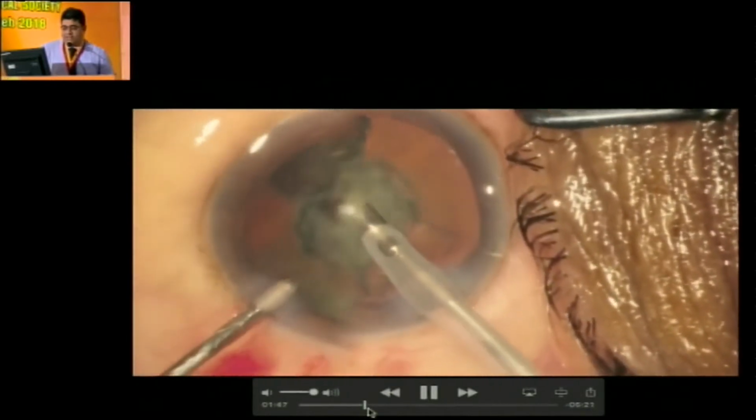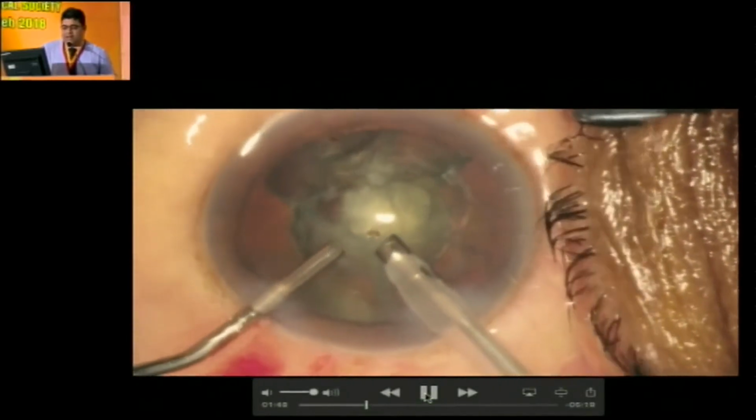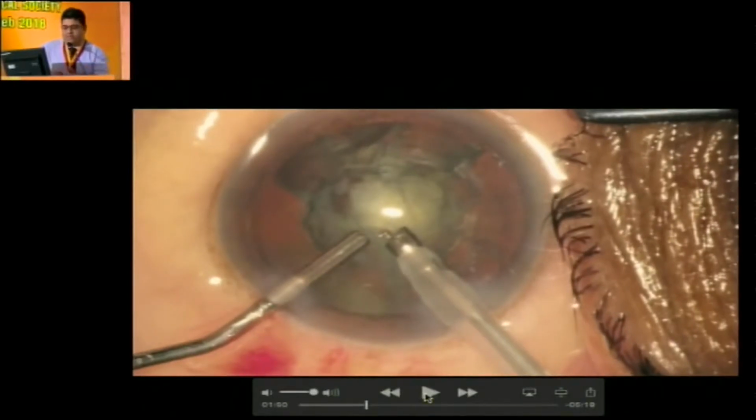Now I can't take out much of the nucleus from this side and from the same incision. So I decided to go superiorly, make another incision here so that I can attack the opposite side.